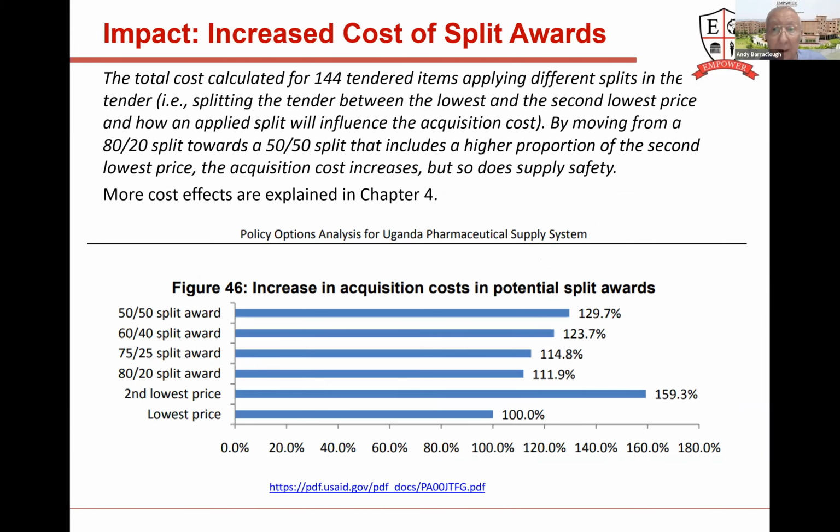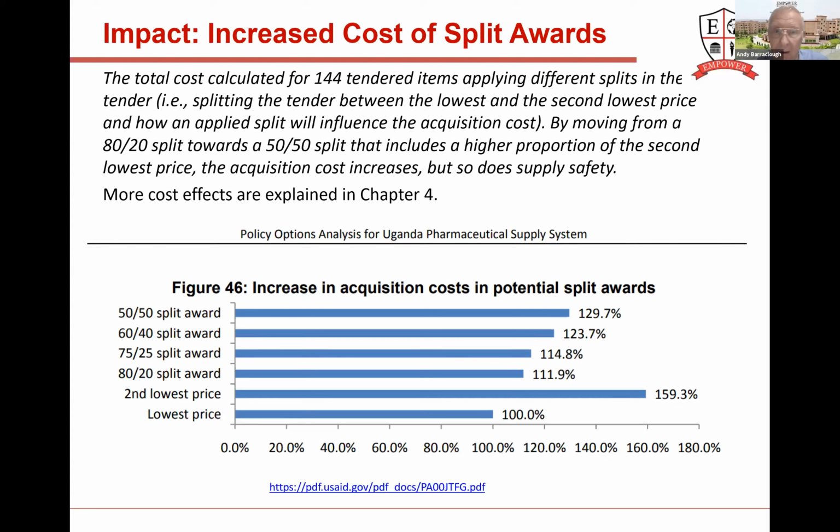Split awards cost money. This is data from Uganda. If we look at the lowest price, we've given that a score of 100%. The second lowest price was 60% more. So if I did an 80-20 split between the lowest and the second lowest tenderer, it's going to cost me 112%. So it's going to cost me 12% more to do an 80-20 split. But that increases my resilience. This is our point about not the lowest tender price, the lowest total cost of ownership, the lowest total cost.